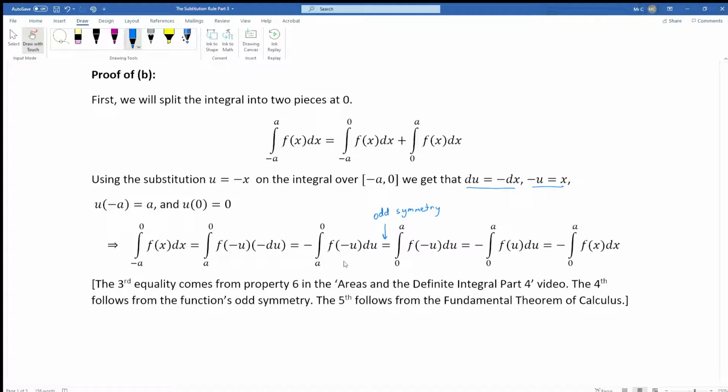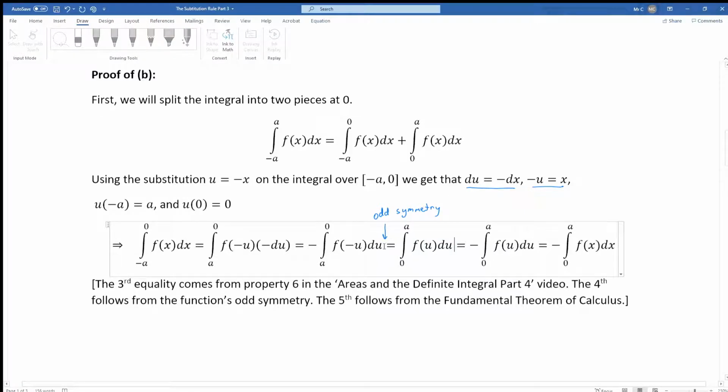Oh, it looks like there's a little typo here. Glad I caught that. That odd symmetry tells me that I can take f of -u and rewrite it as negative f of u. But a negative of a negative is a positive. So this is the integral from 0 to a of f of u du.